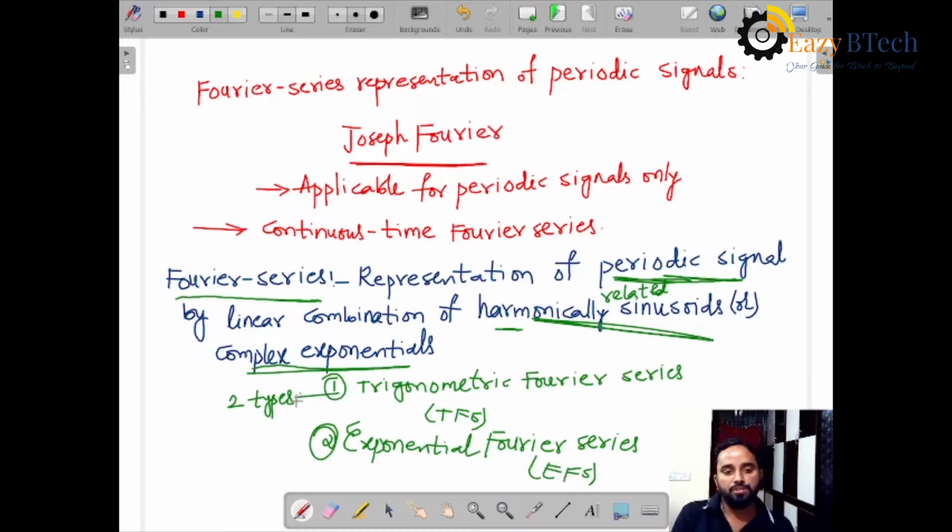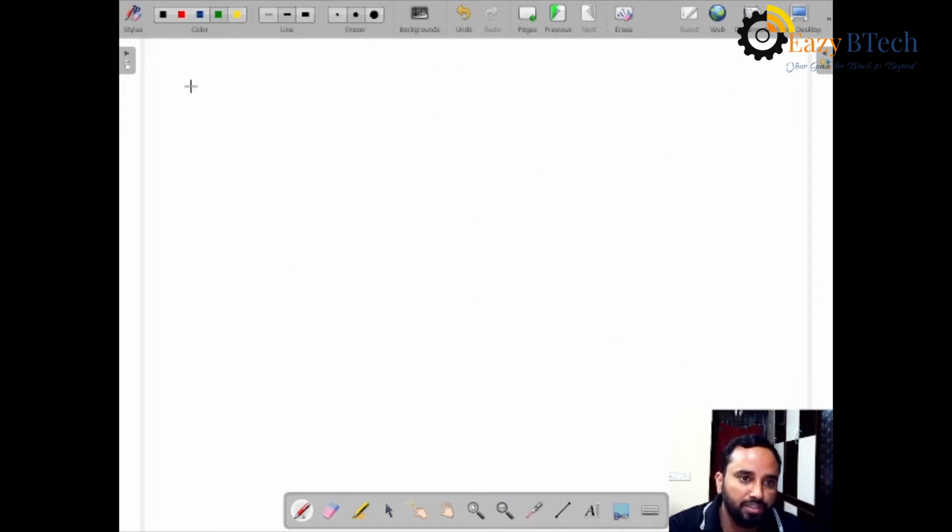Now we discuss these two: the definition, and here we need to do evaluation of coefficients, trigonometric Fourier series coefficients and exponential Fourier series coefficients. Let's see first trigonometric Fourier series. What is trigonometric Fourier series?